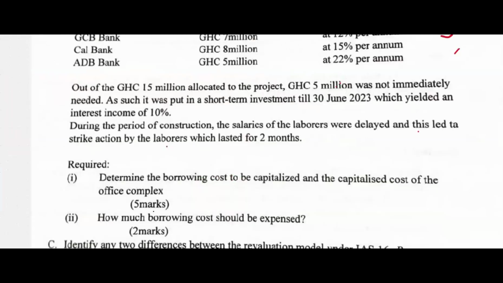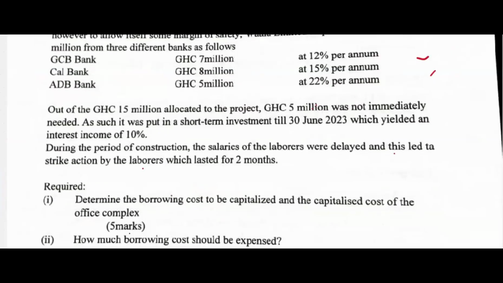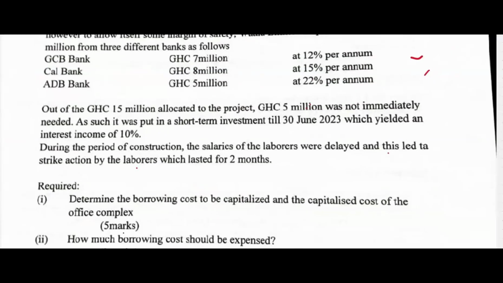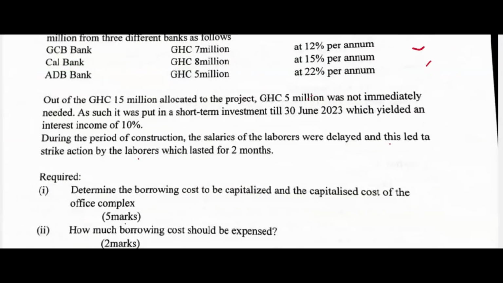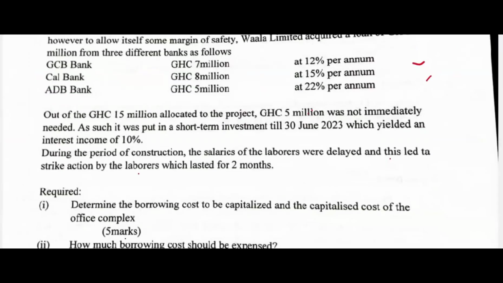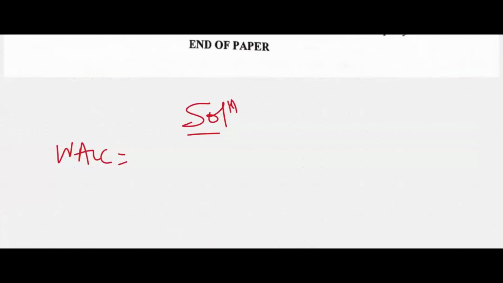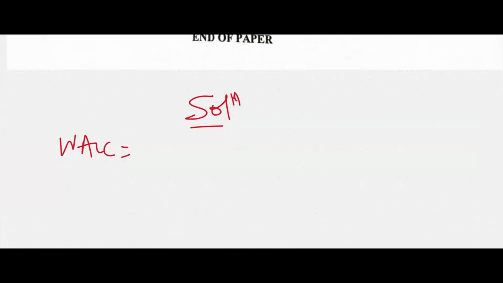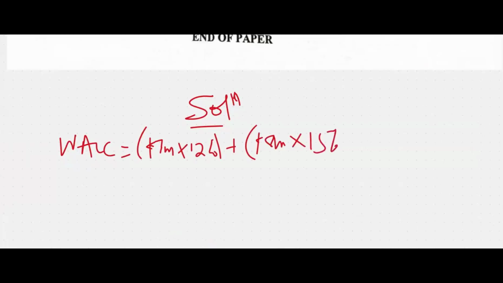7 million has what percentage? 12. 8 million has 15. 5 million has 22. So 7, 12; 8, 15; 5, 22.